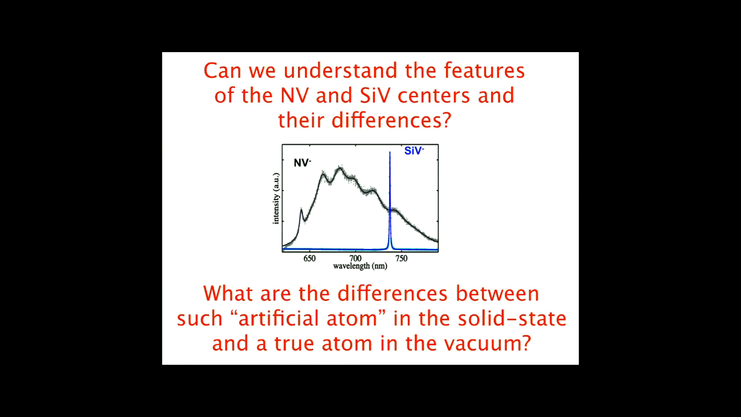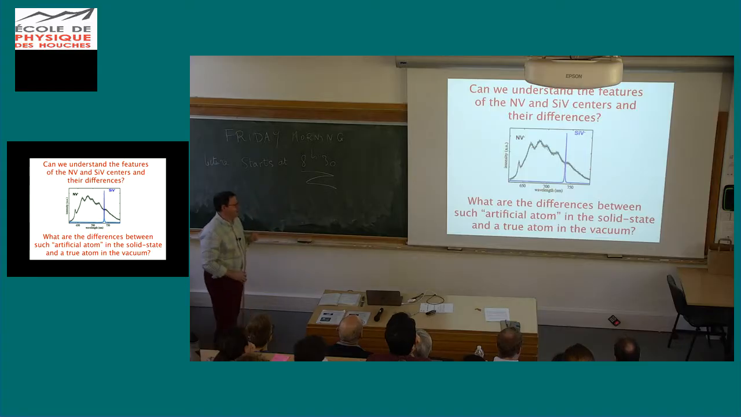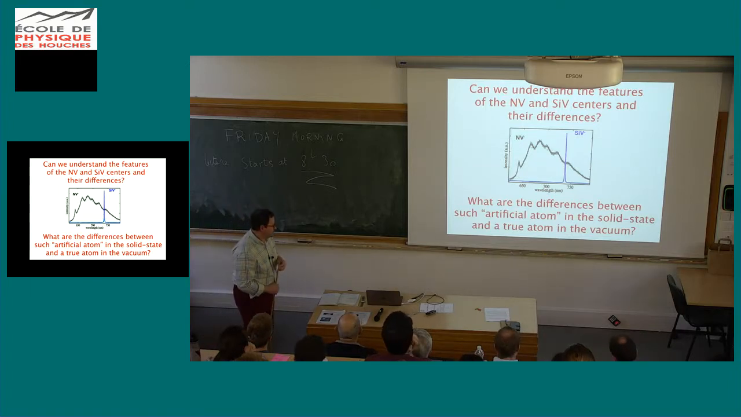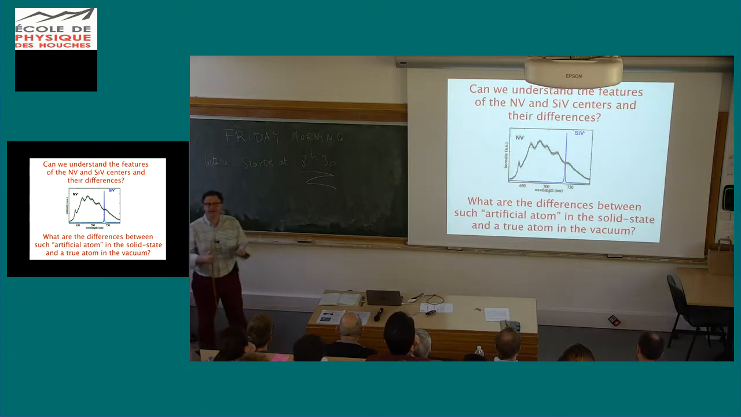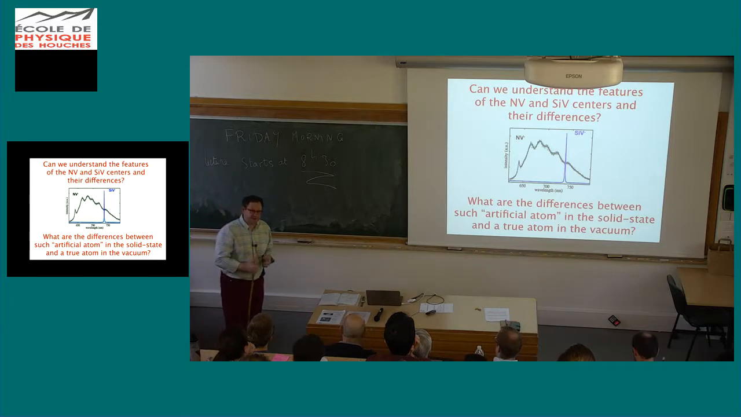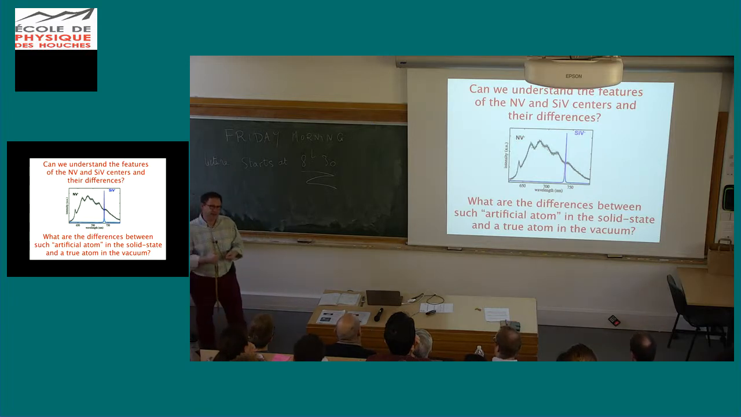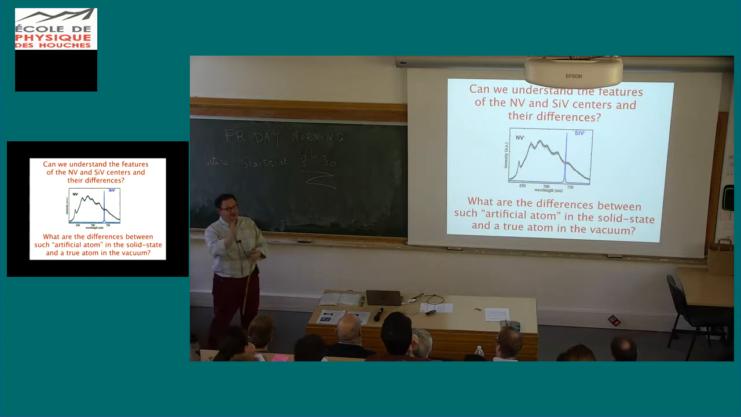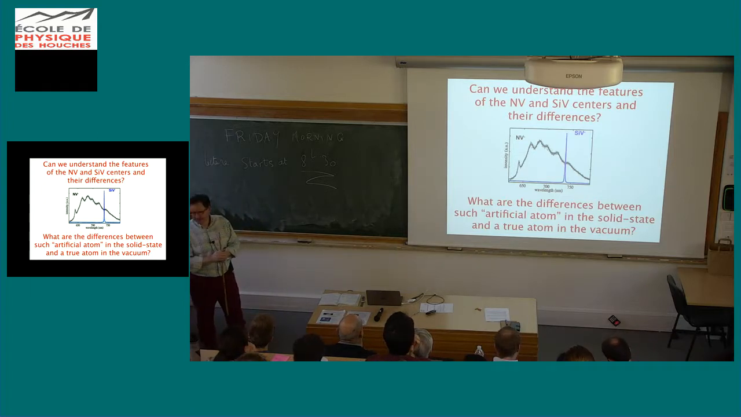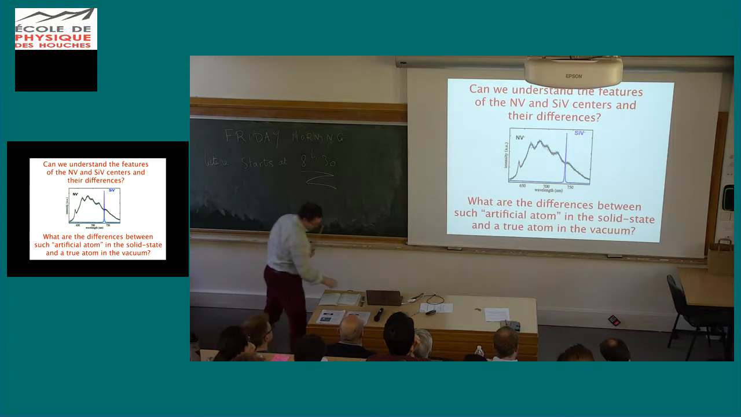And another point that I would like now to focus on is the difference between what I call an artificial atom in the solid state and a true atom in vacuum. We have already seen one. It's the fact that we have this intrinsic quantization axis, which is determined by the N2V axis that gives the orientation inside the lattice. But there are also other differences.